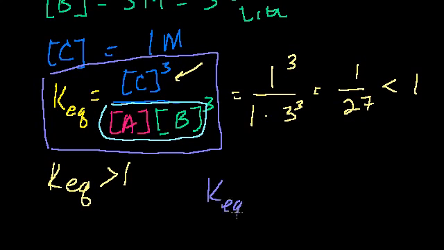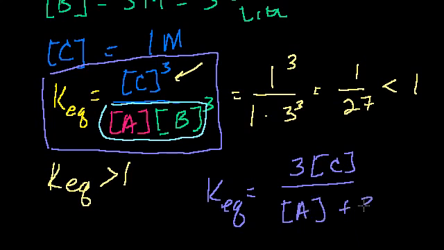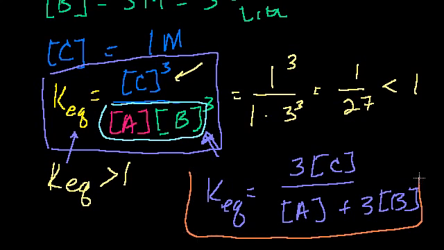My intuition said, why isn't it 3 times the concentration of C divided by 1 times the concentration of A plus 3 times the concentration of B? This might have been more intuitive to me, but this isn't the case. This is what actually is constant, regardless of how you change the concentrations of the various reactants. So maybe we'll talk a little bit about why this is true and not necessarily this.